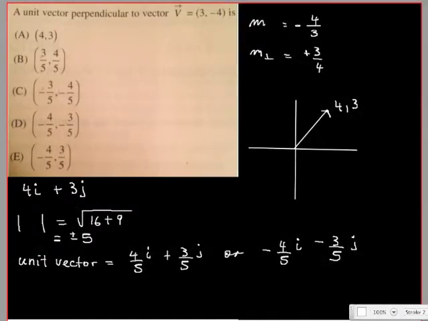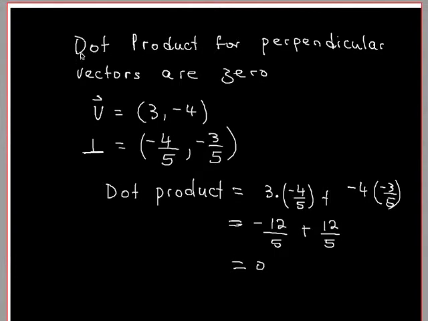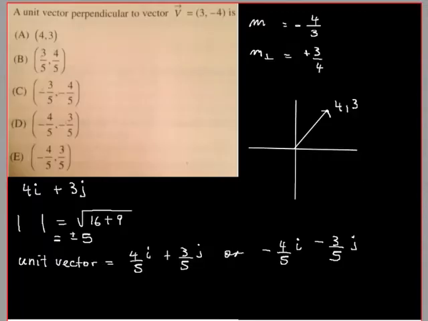Okay, I believe I need to explain this to you a little bit. There are a couple of ways of doing it. First of all, you need to understand that the dot product for perpendicular vectors is 0. So that's one of the rules. Let's go ahead and investigate this. The unit vector perpendicular to vector v, which is 3, negative 4.